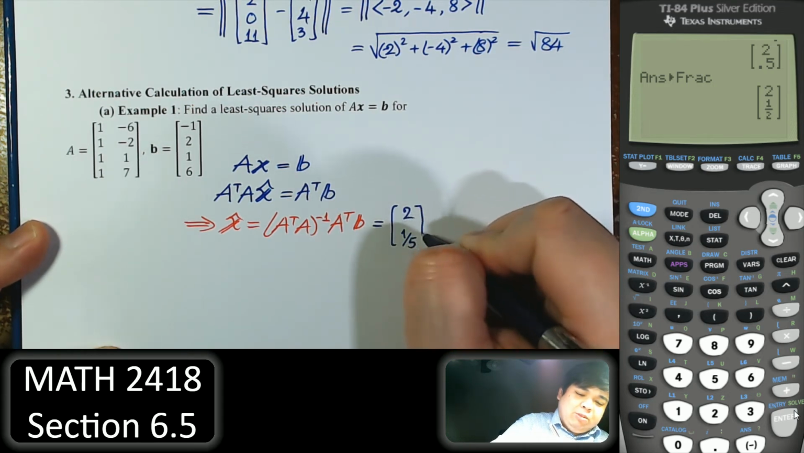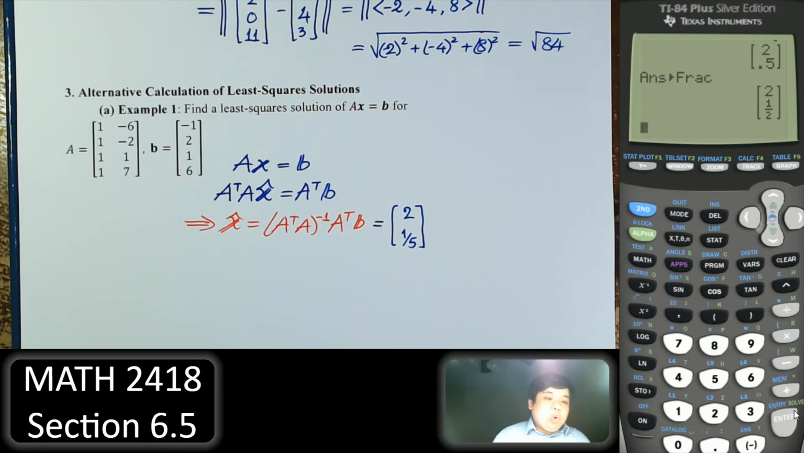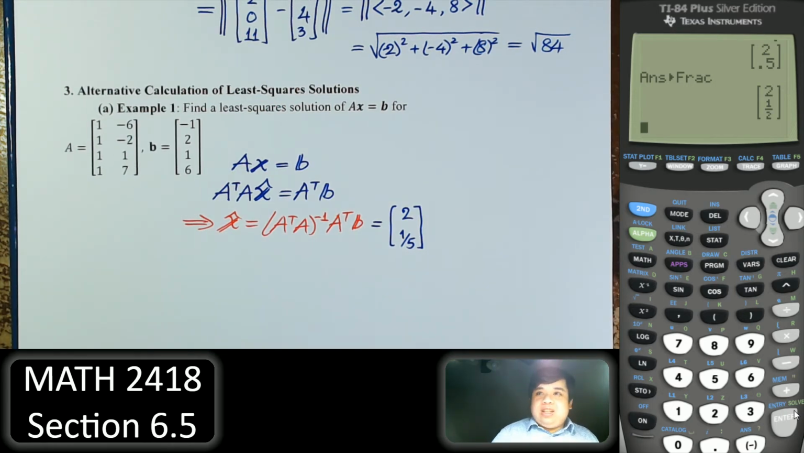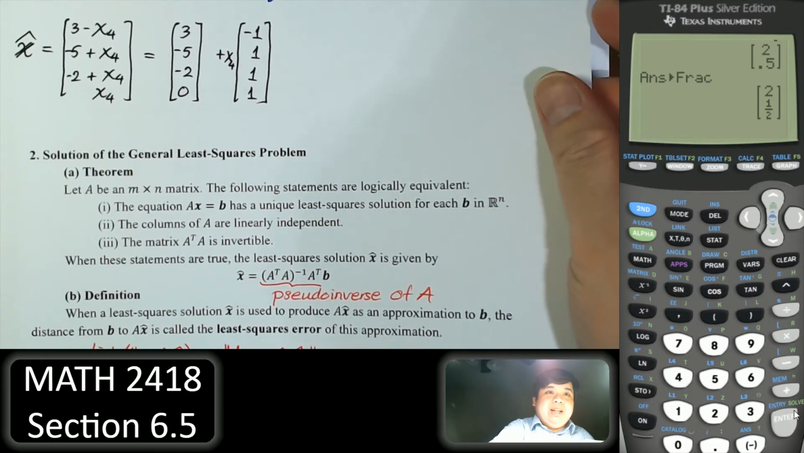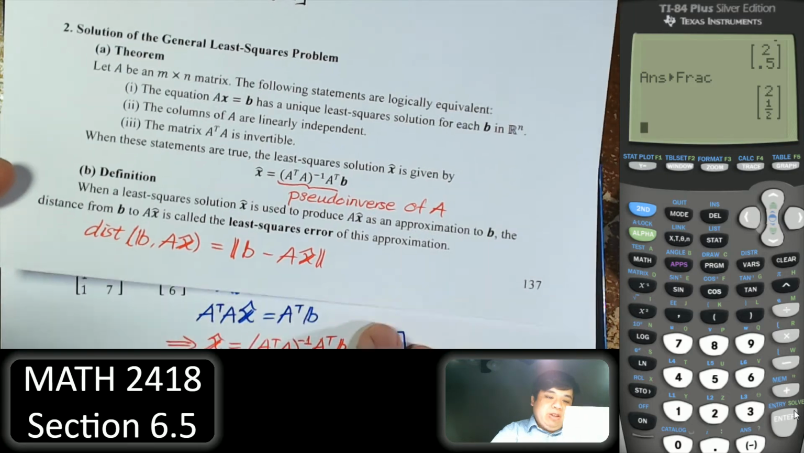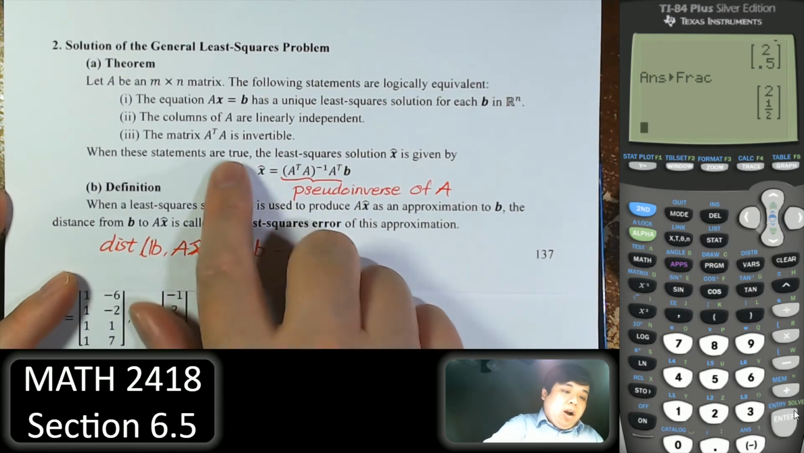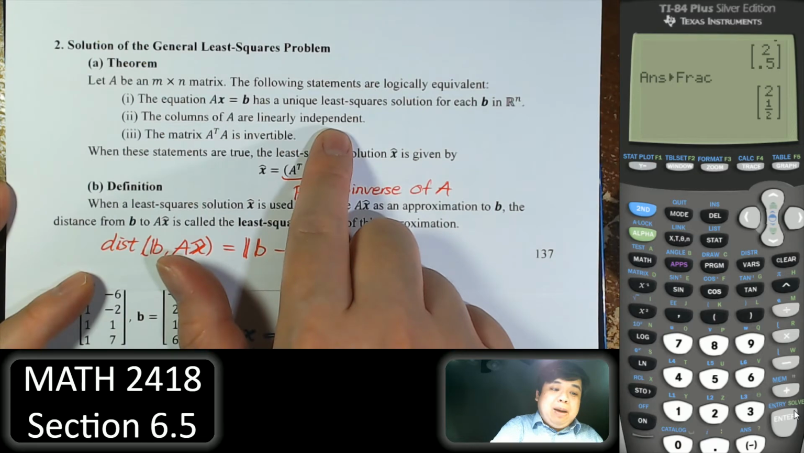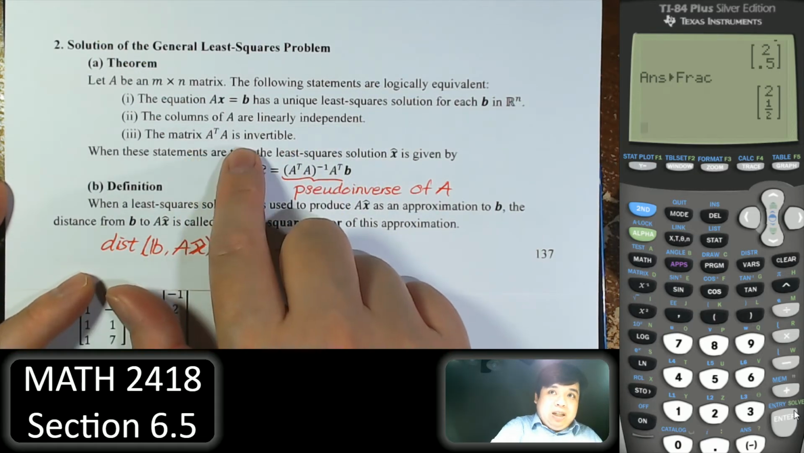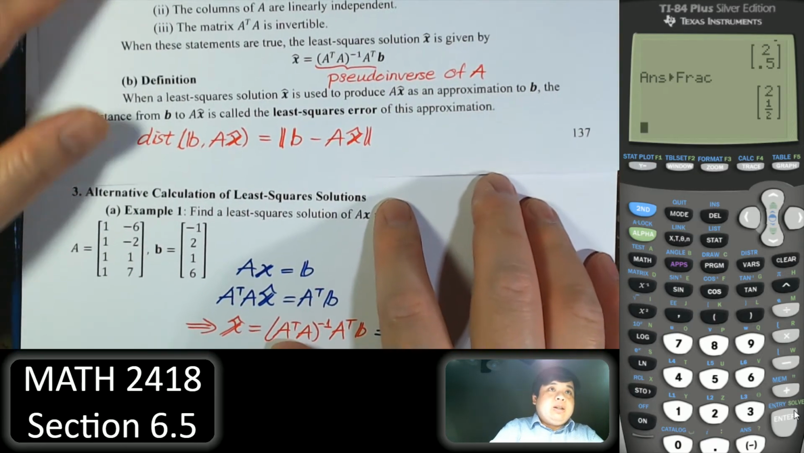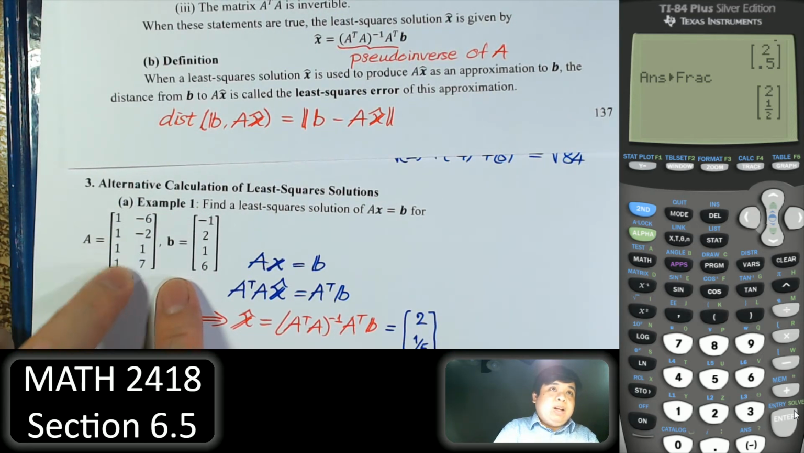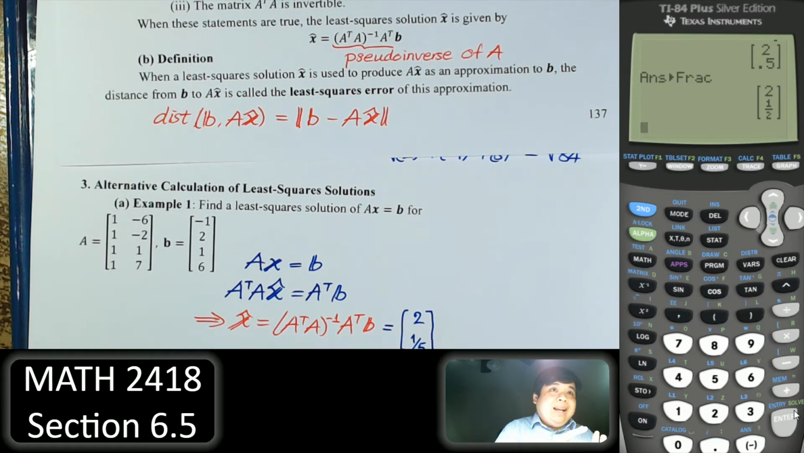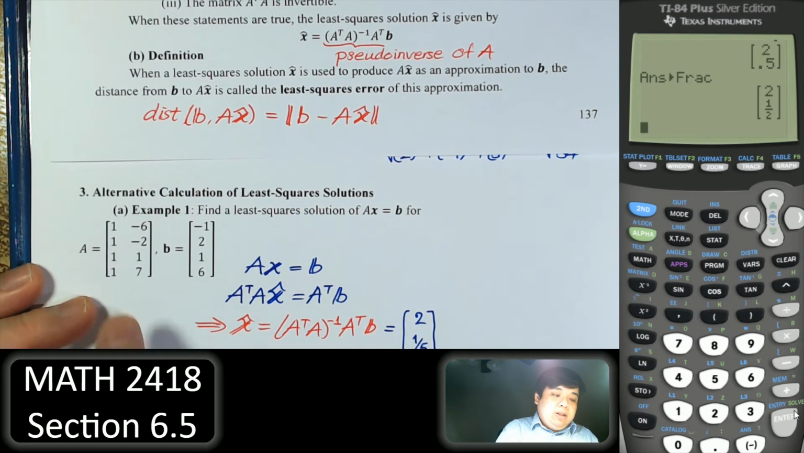Right, now the question here is, how do I know for sure that the pseudo inverse exists? Well, that's what we have from the last theorem on the previous page. It says that when the columns of A are linearly independent, then A transpose A is invertible, right? So look at the columns of A: 1, 1, 1, 1, and -6, -2, 1, 7. We have two vectors. They are not multiples of each other.